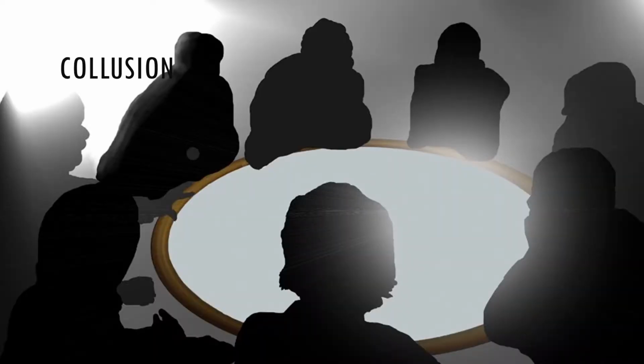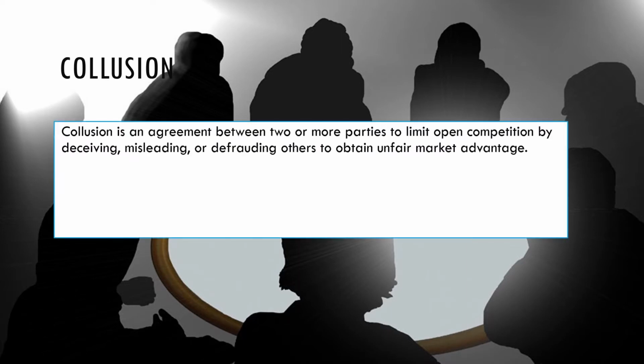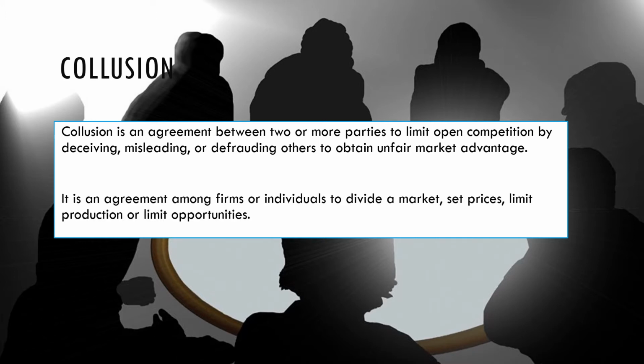So let's start off with this term collusion. What do we mean by collusion? Well, collusion is an agreement between two or more parties to limit open competition by deceiving, misleading, or defrauding others to obtain an unfair market advantage. In this context, we're talking about the collusion between businesses. It's an agreement among firms to try and limit competition. So perhaps we want to divide up a market or agree prices between us, reduce the level of production, or limit the opportunities for new entrants.